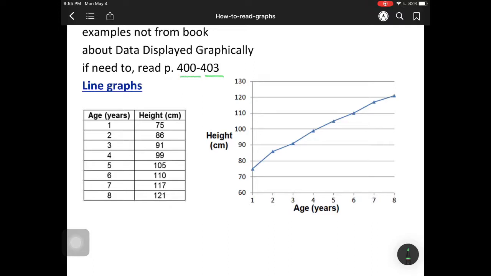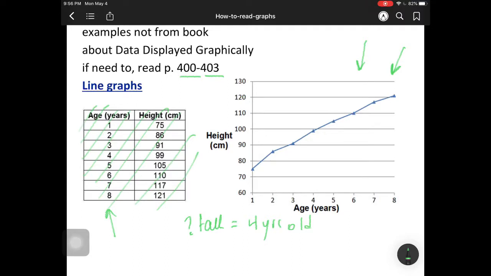So usually graphs like this are obtained from these tables, but in the test they would not give us this table. You cannot view it in the test, but you see the graph because they give you the graph and they ask you questions about the graph. So let's say someone asks us, how tall was this person when he was 4 years old?